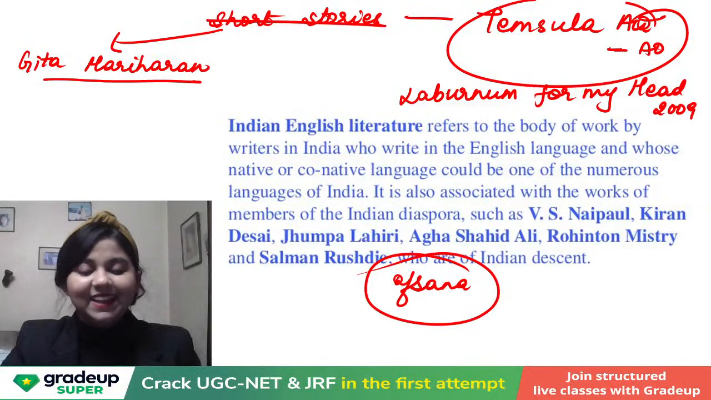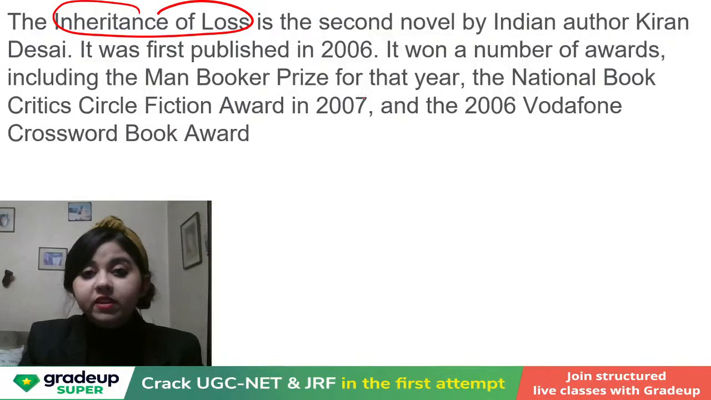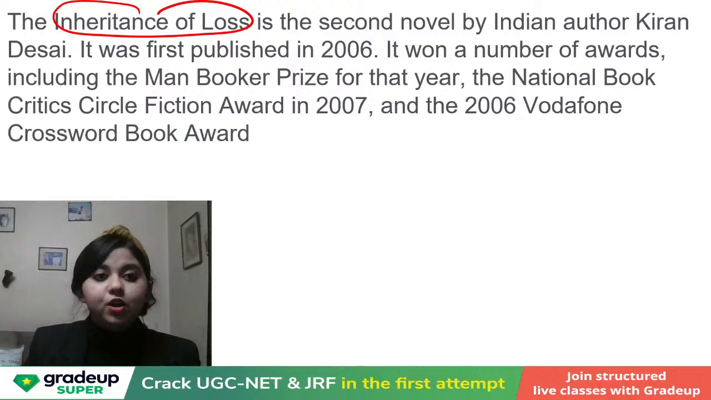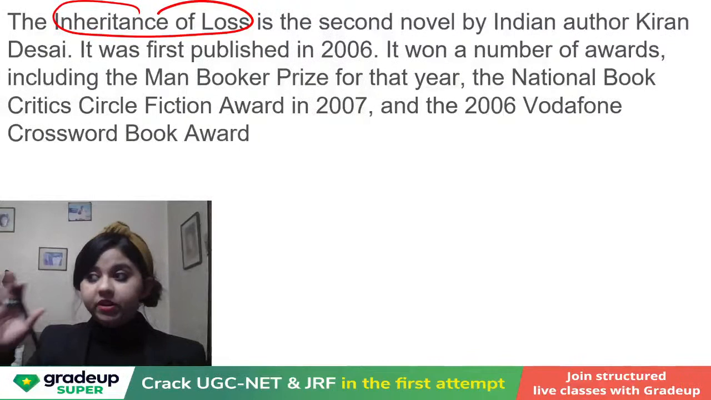Now, there are certain very important writers, or their works, which are very important. The Inheritance of Loss is a very important work of Kiran Desai. Anita Desai, her mother, has been nominated for the Booker, but Kiran Desai managed to receive the Booker Prize for her second novel itself. The Inheritance of Loss was written in the backdrop of the Gorkhaland movement.